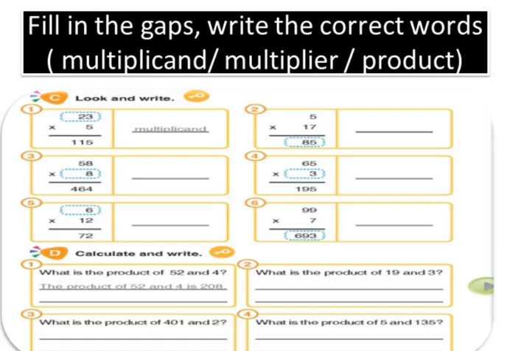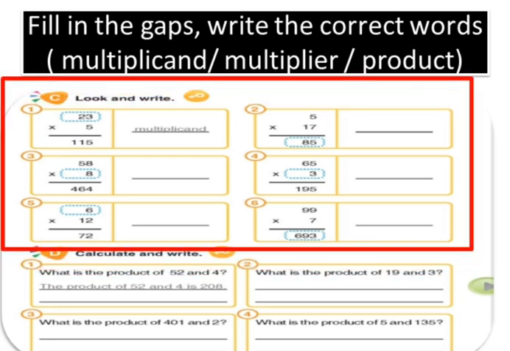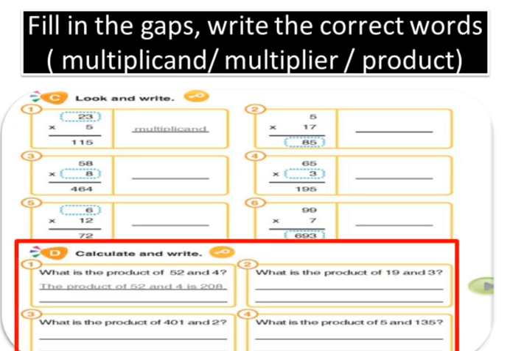Okay, students, now fill in the gaps, write the correct words, multiplicand, multiplier, or product. So letter C, look and write. Look at the circle. It's a blue circle. That is the word that we need to find, the part of the multiplication that we need to write. So look at the example. The example says one answer. It's already answered. Now letter D, calculate and write. You can see the number 1, it has already the answer. So follow the answer and calculate by yourself.